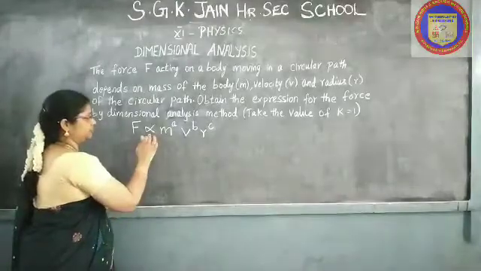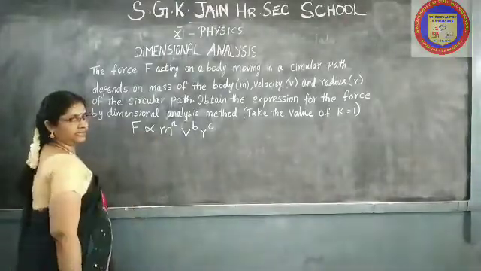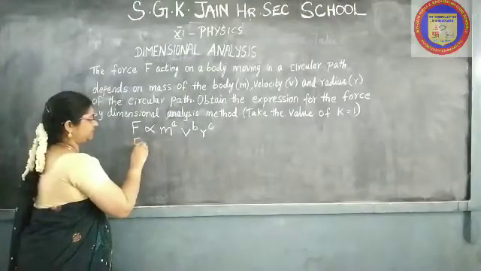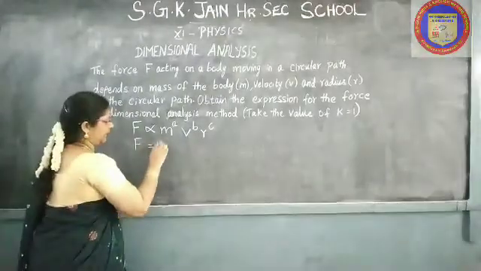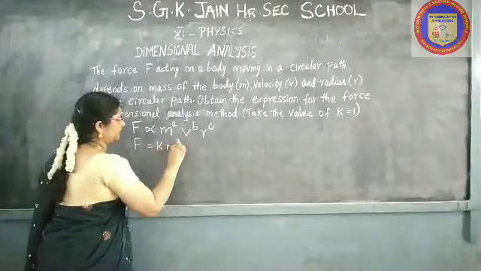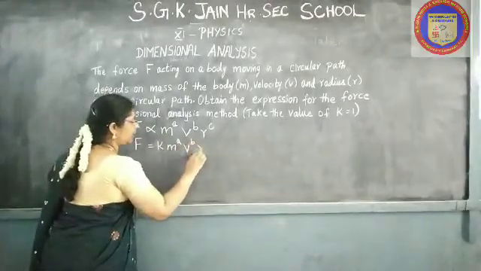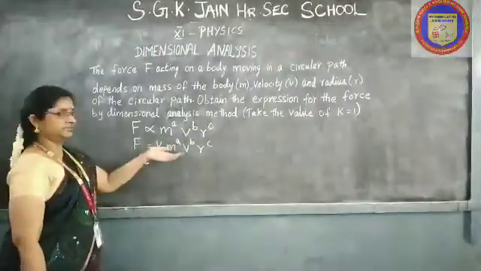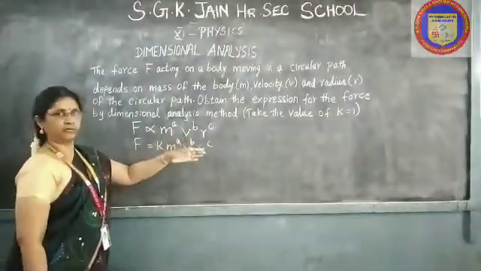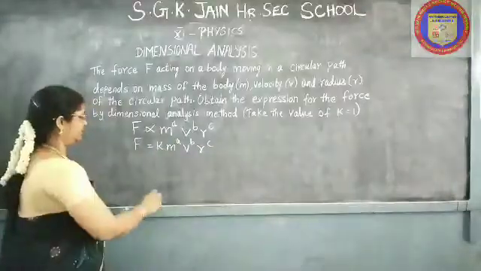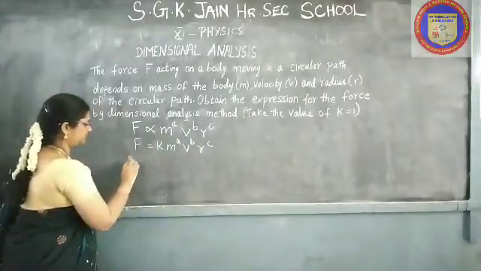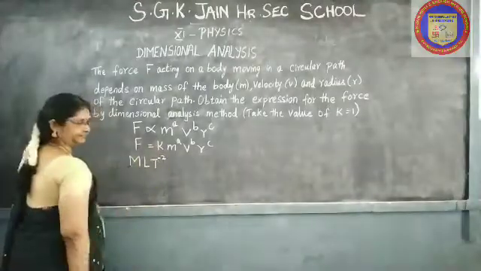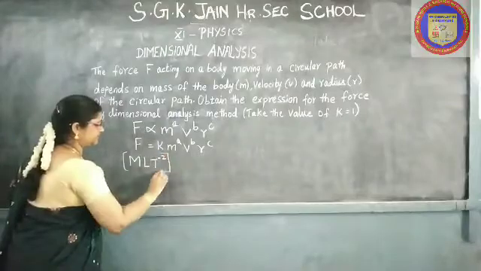Next step what we should do, remove the proportionality from here, introduce a constant k. So I will write it as F is equal to k m power a, v power b, r power c. Now all the terms we have to rearrange in the form of dimensional analysis. So for the force, the formula is M L T power minus 2. This I'll write it here.